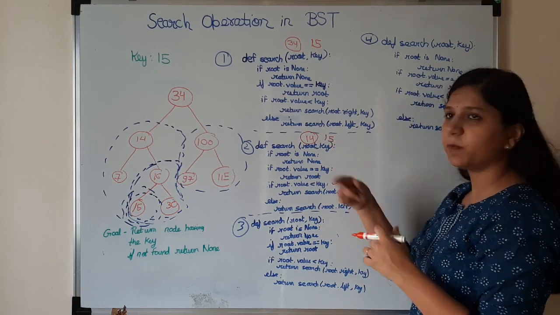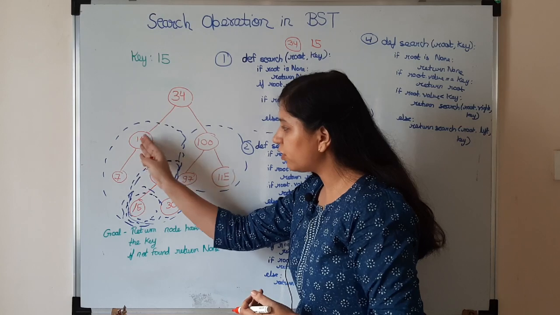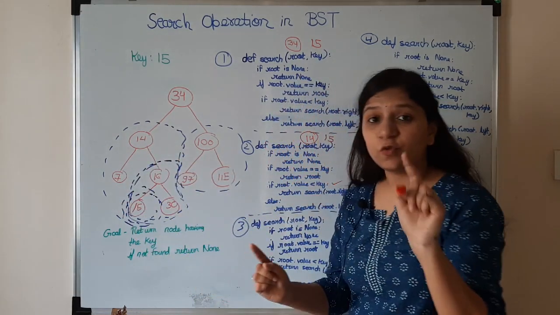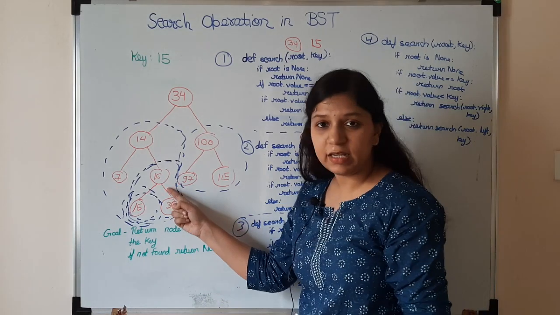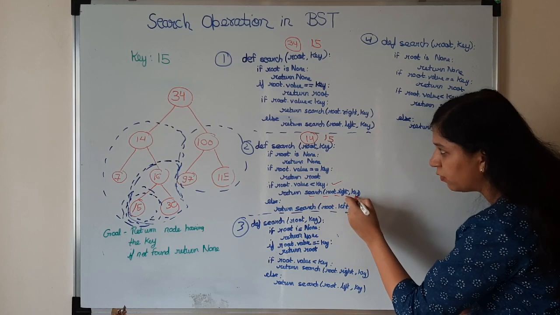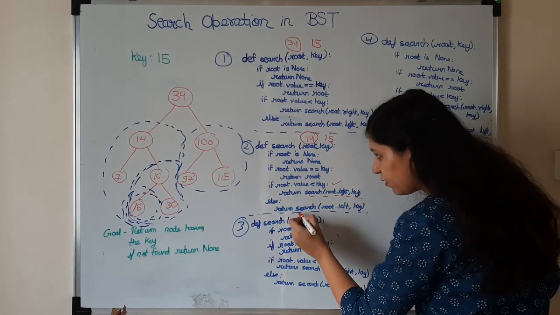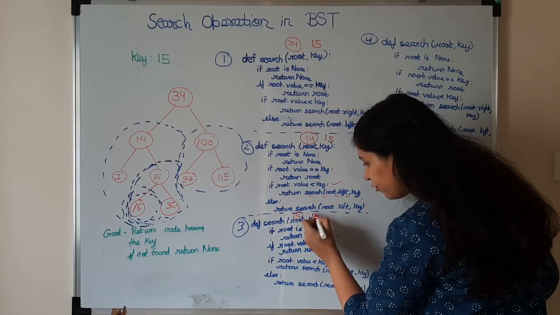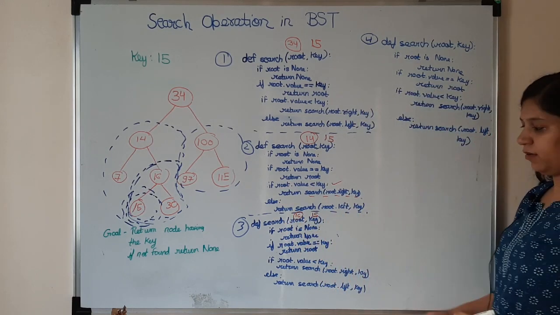It means key is bigger, so our result could not be on this side, we need to move to this side. So for this subtree, what is the root node? It's 16. So again we are going to call the search method from here. And this time what is your root node? It's 16 and the key is 15, right?